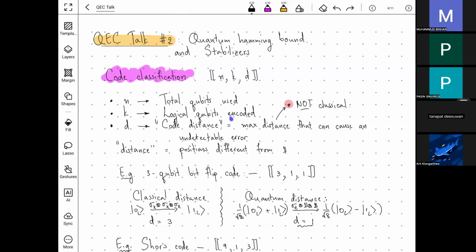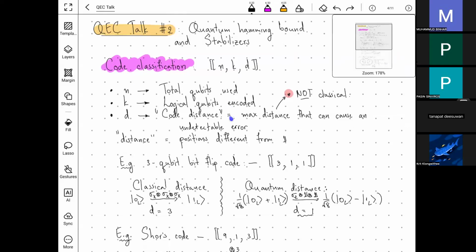So you're using the density operator formalism instead of the wave function. Do I understand that correctly? This isn't the density operator, it's just labeling the code.